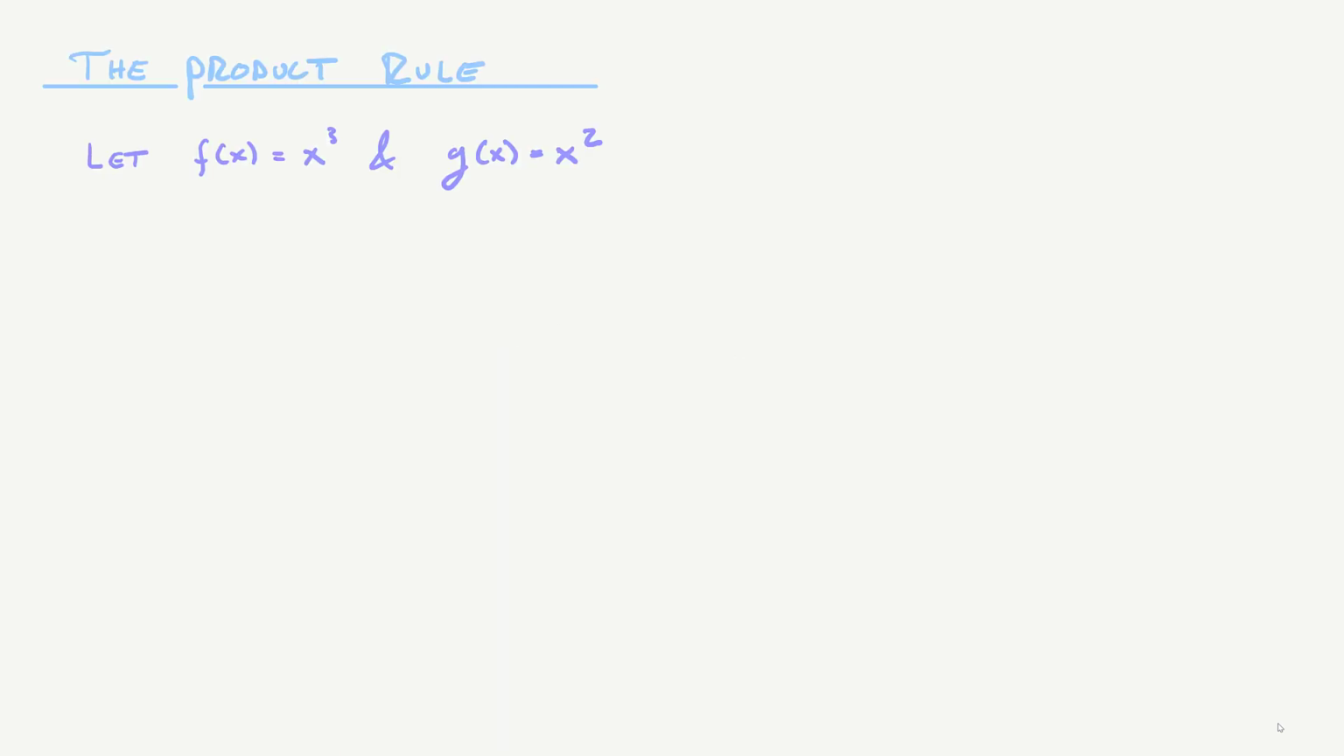We're going to start out by letting f of x be equal to x cubed and g of x be equal to x squared, and what I want to do is find the derivative of the product here. I want to do it in two different ways.